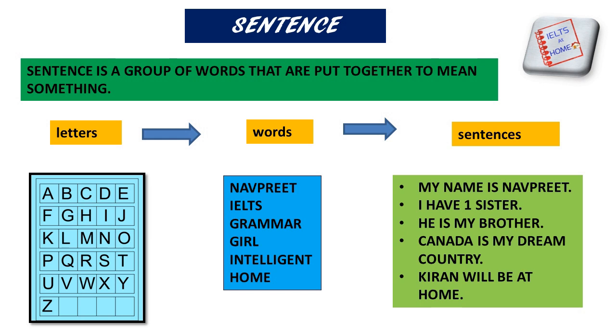For example, my name is Navpreet. I have one sister. He is my brother. Canada is my dream country. Kiran will be at home. So these all are simple sentences.